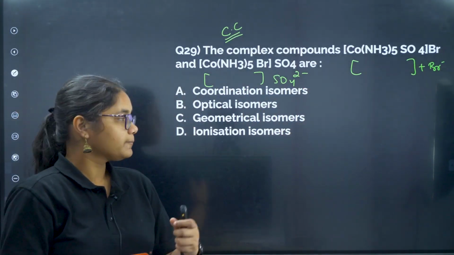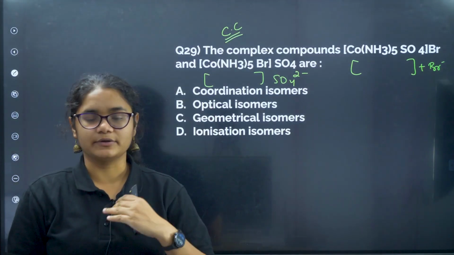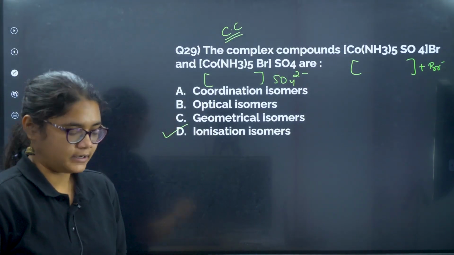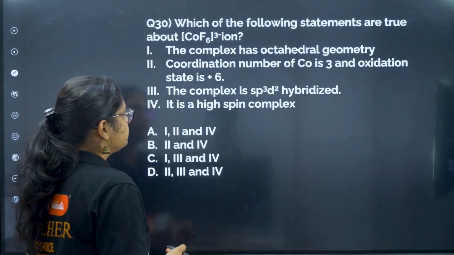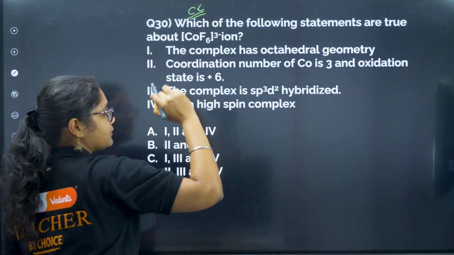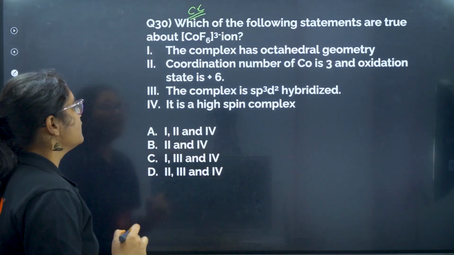So now if you see, the ions produced are different, so it is an ionization isomer. The correct answer for this question is option number D. Now next question, again from coordination chemistry, we got 3 questions from all the major topics.